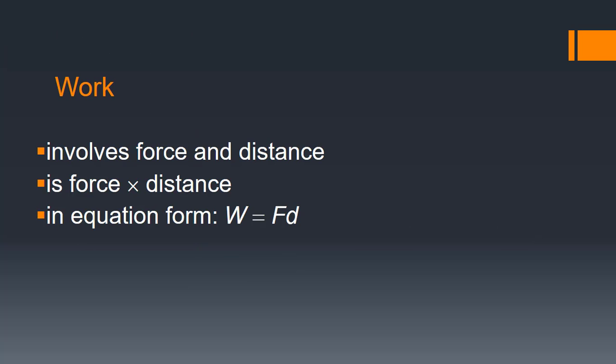Work involves both a force and a distance. Applying some force to move an object does work on the object. In equation form, we write that work is equal to the force being applied times the distance the object moves. The F in this equation represents force and is measured in newtons. D represents the distance the object moves and is measured in meters.